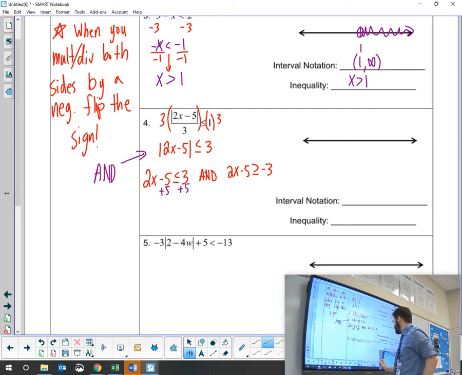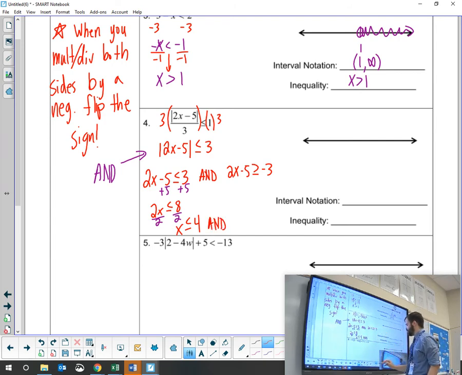That gives me 2x is less than or equal to 8. Then let us divide both sides by 2. So my first one is x is less than or equal to 4. And whatever this one does, let's do the same thing.